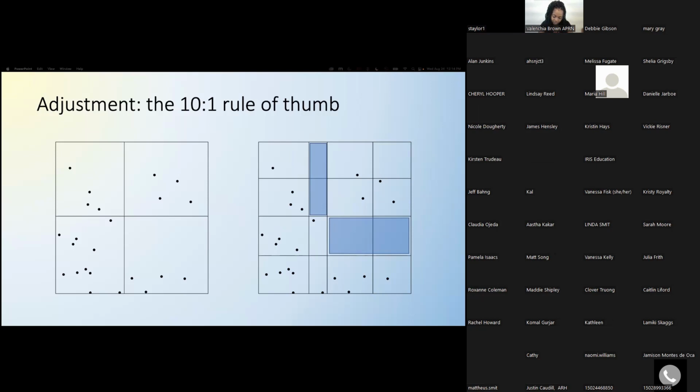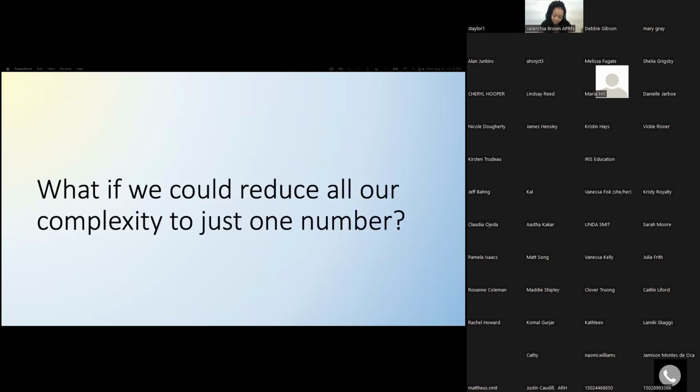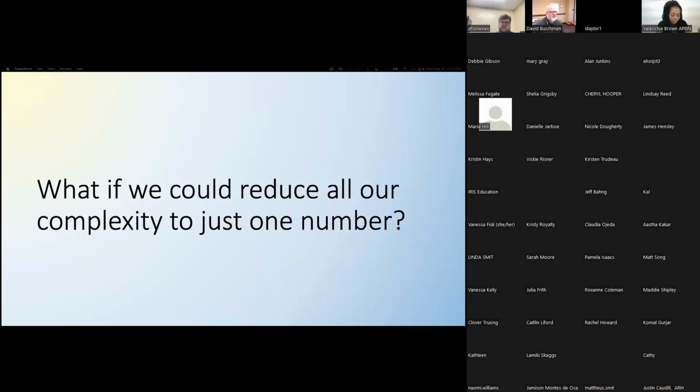Then the idea behind propensity scores was answering the question, what if we could reduce all of our complexity to just one number? That's the idea: we want to take all of these variables and reduce them down to just one single number.